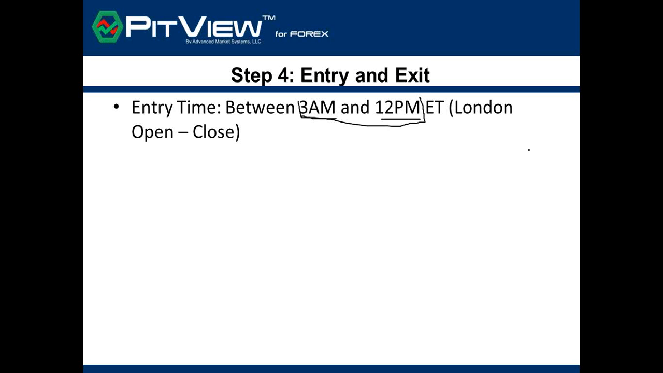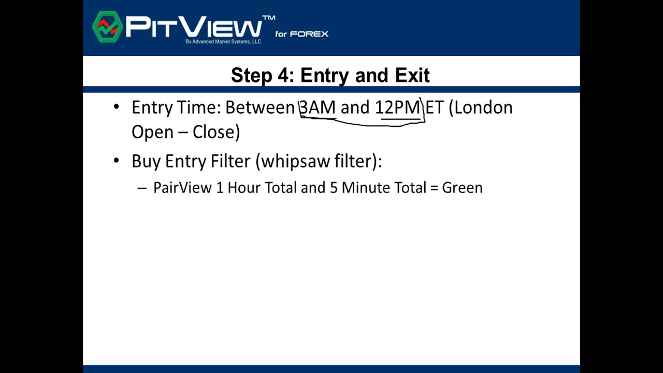That's just because a lot of times, if you don't get a forceful move in those 5 hours when the London session opens, it means there's a lack of volatility during that session. But technically, if you have to be holistic, you can take a trade anywhere between 3 a.m. and 12 p.m. Eastern time as far as an entry order goes. There's also a buy entry filter, which is what we call a whipsaw filter.